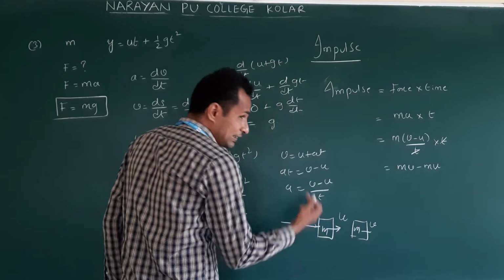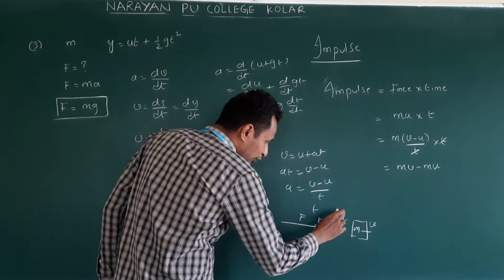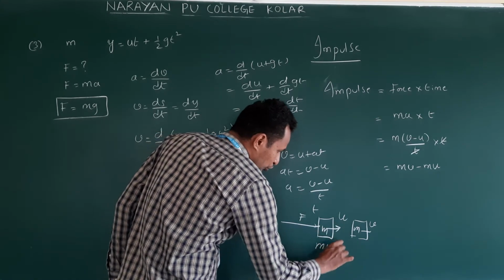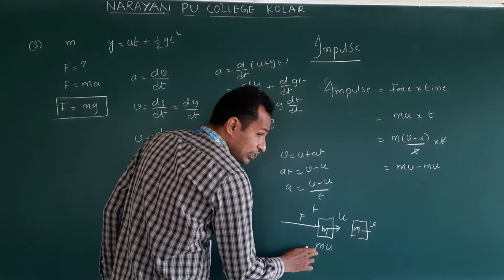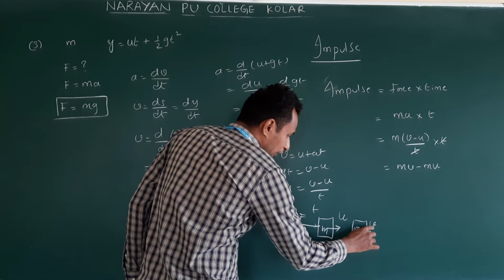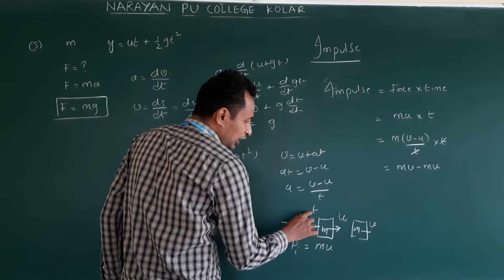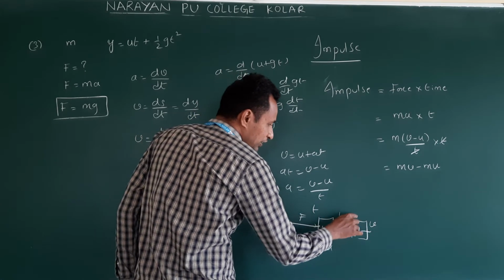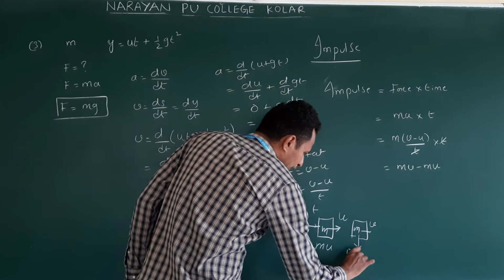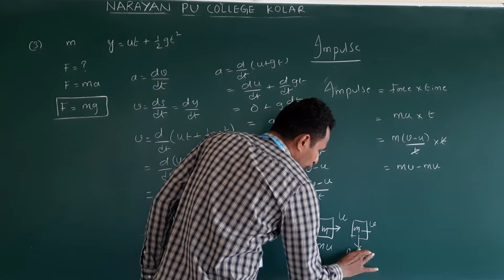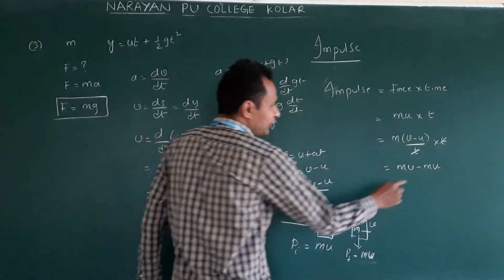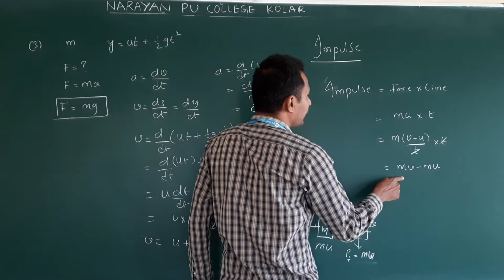Already we mentioned, to understand the second law, mass into velocity is what? Momentum. So m into u. u is the initial velocity, so I can say initial momentum. This is P initial, and this is velocity v. When F is applied in a short interval of time, the velocity of the body changes from u to v. Then this is P final, m into v. So this is final momentum, this is initial momentum. What did we get? Difference in momentum.